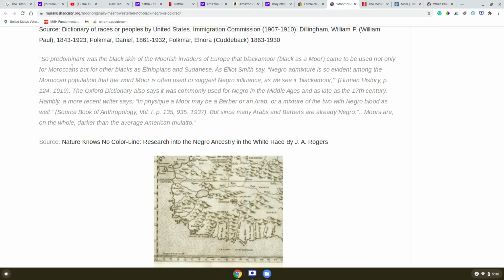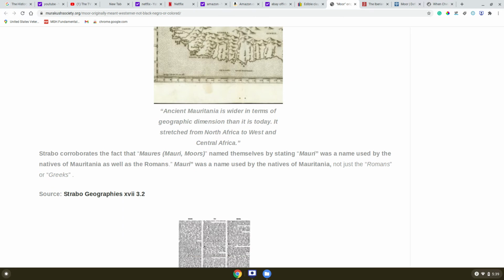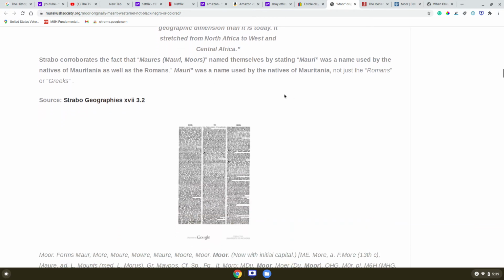Came to be used not only for Moroccans, but for other blacks as Ethiopians and Sudanese. Okay. Elliot Smith says Negro admixture is so evident among the Moroccan population that the word Moor is often used to suggest Negro influence as we see it. So we do know that the word Moor meant black, or so they claim, right? Okay, now here we go. Strabo corroborates the fact that Moors named themselves by stating Mari was a name used by the natives of Mauritania as well as the Romans. Mari was a name used by the natives of Mauritania, not just the Romans.